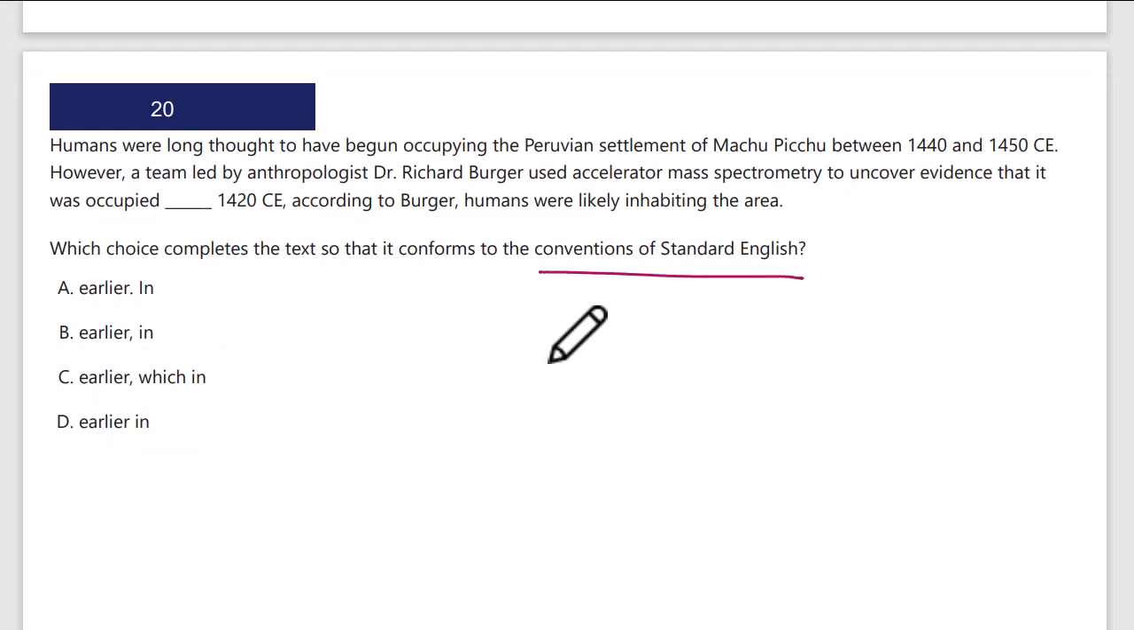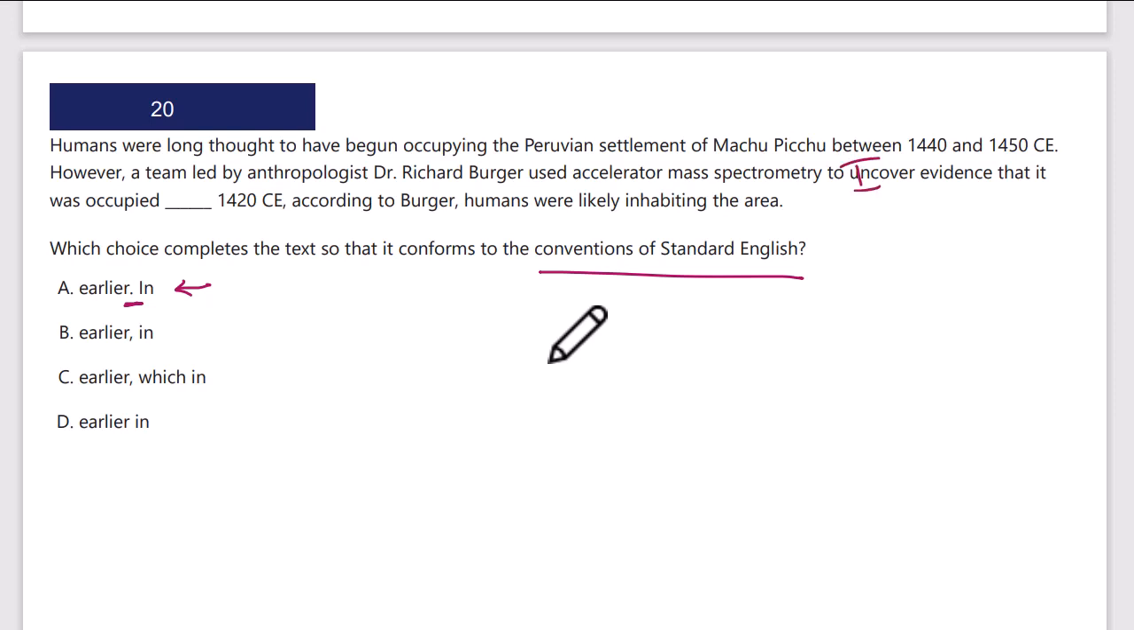Grammar question, earlier, period, in, earlier, which in, earlier, in, no punctuation. Again, I've got only one that combines independent clauses, the period there. I'm going to start with that option. Let's take a look. Humans were long thought to have begun occupying the Peruvian settlement of Machu Picchu between 1440 and 1450. However, a team led by anthropologist Burger used accelerator mass spectrometry to uncover evidence that it was occupied earlier.